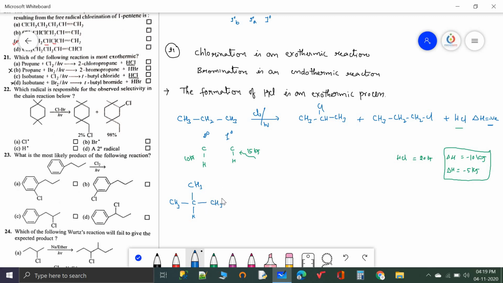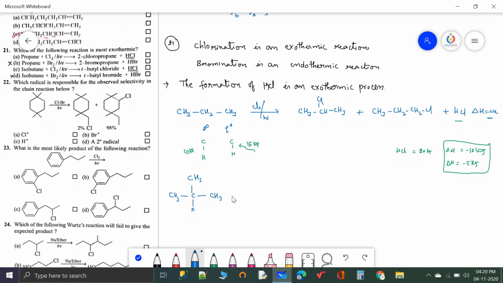This is isobutane. In this isobutane, when you subject it to chlorine and HNO, these are the primary carbon hydrogens, and these are the tertiary carbon hydrogen bonds. The tertiary carbon-hydrogen bond is a very weak bond, because after breaking of this bond we get the stable tertiary free radical.